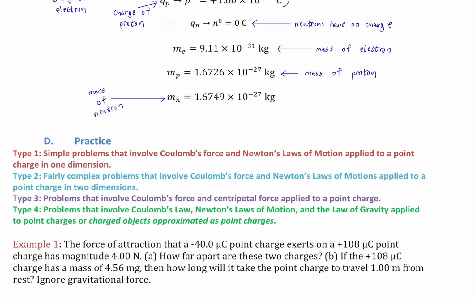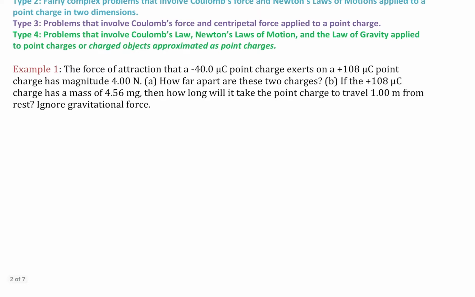We have to consider, well, right-angle trigonometry, okay? All right, type 3, problems that involve Coulomb's force and centripetal force, okay? Centripetal force means circular motion, right? When you see that, just think circular motion. Type 4, problems that involve Coulomb's law, Newton's laws of motion, and a law of gravity. Oh, okay, well, I said there's sort of similar laws. It makes sense to put them together. Applied to point charges or charged objects approximated as point charges, okay? All right, and we're going to see one of those, and I will mention when we get there how it's an idea that we'll definitely delve into in greater context later on. Well, let's get to it.